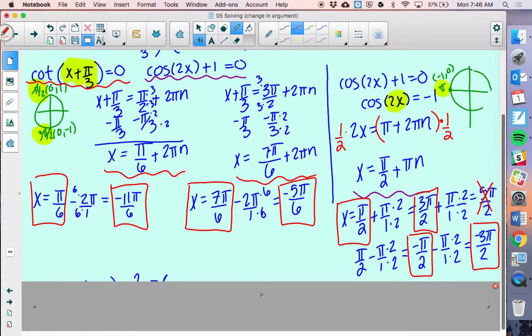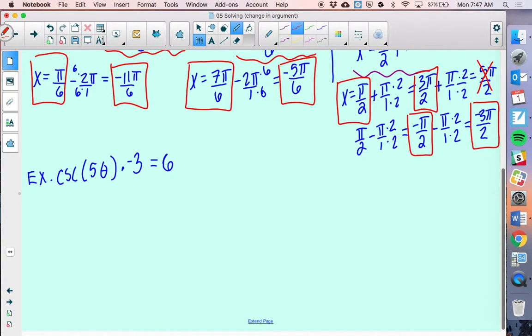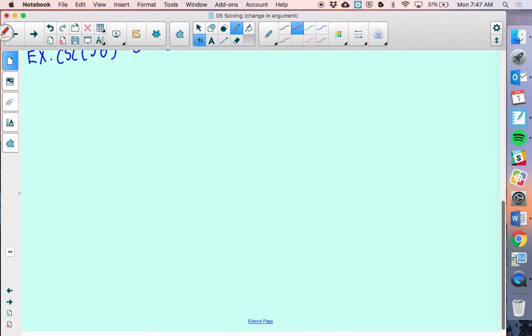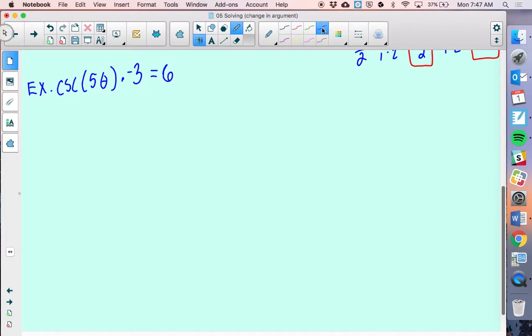So it's a little bit tedious, but what you're doing is you're setting your argument equal to your angle, you're isolating your x, and then you're adding and subtracting until you're no longer within your range. We'll look at one more example together. So this one says cosecant of 5 theta times negative 3 equals 6. And we'll do degrees this time.